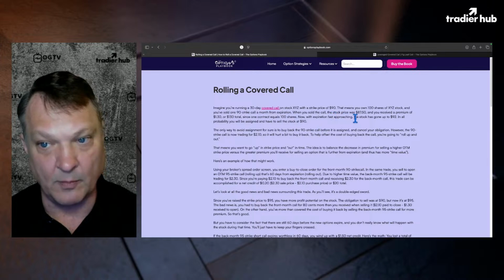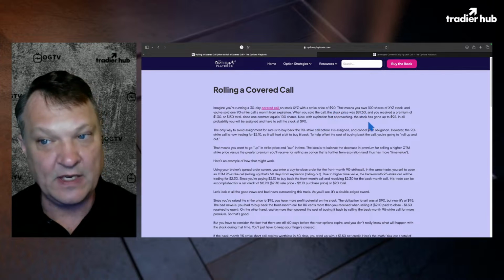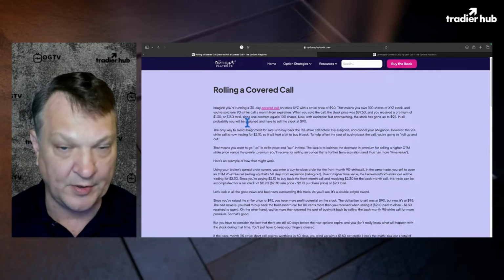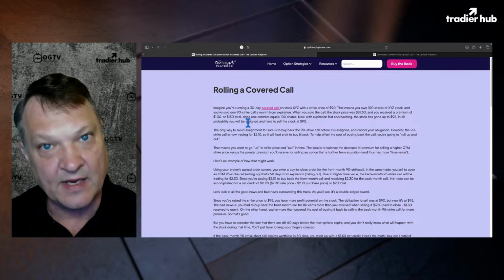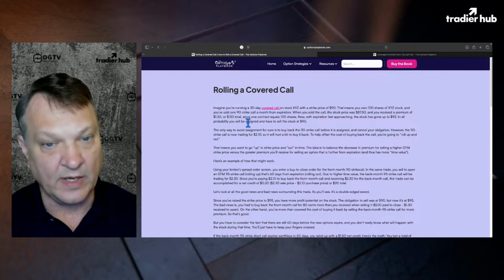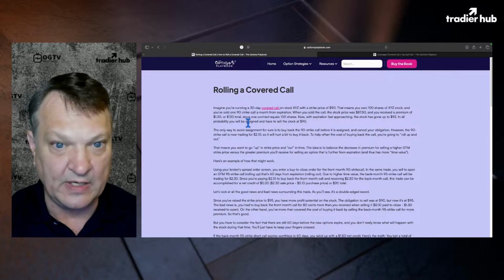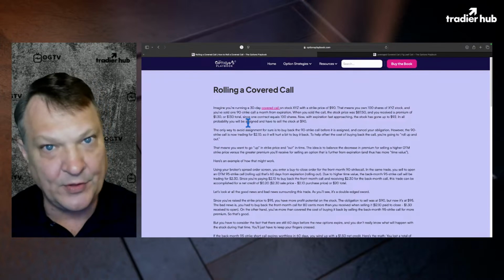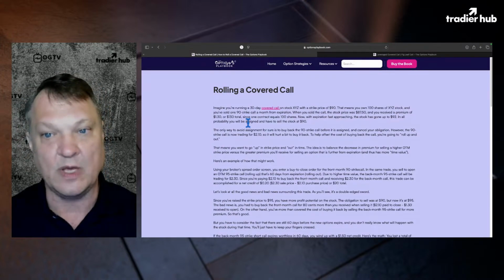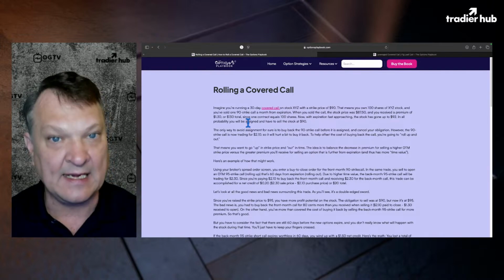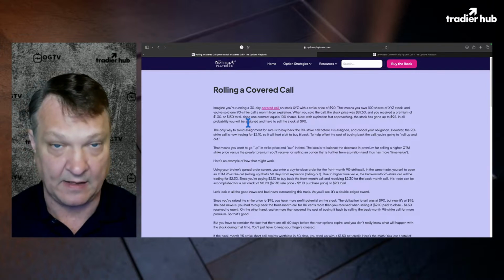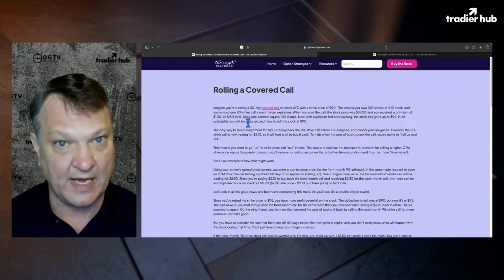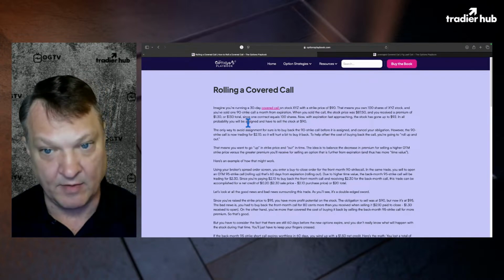So when you've sold the call, the price was at $87.50. You received a premium of $1.30. Everything sounds fair, right? You have the stock at $87.50, XYZ. You look at the 90 strike call. You go out 30 days. You get paid $1.30 for saying that you will give up your stock at $90. And if the stock goes up above $90, they can call the stock away from you. That is a covered call.